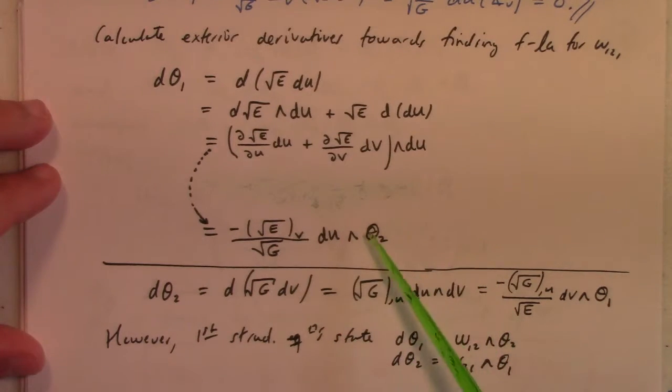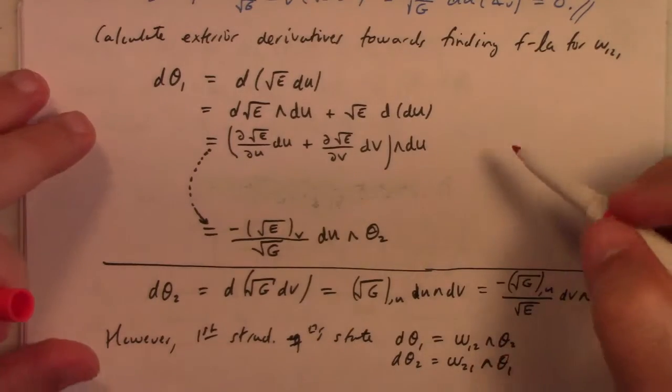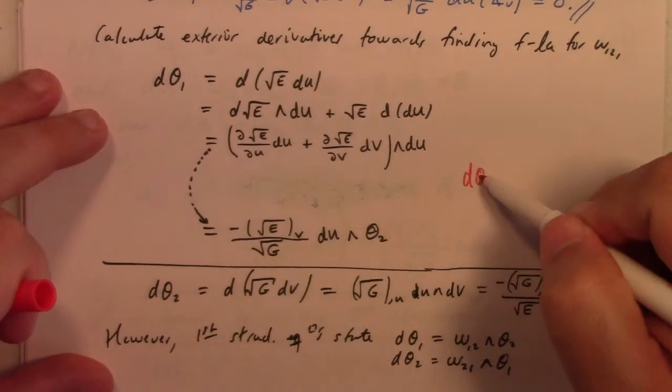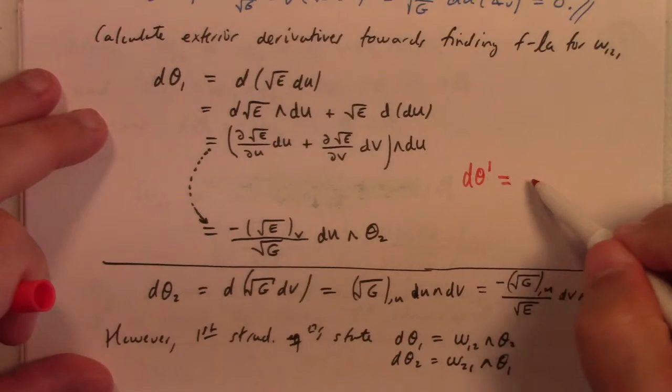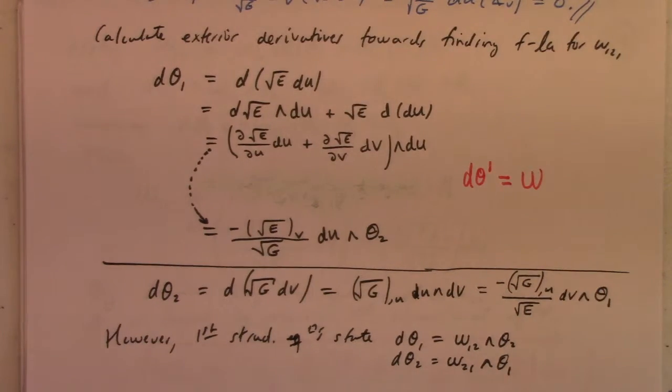What did I do? Oh, I changed this, I want a theta 2 instead of a. Why am I doing this? Because you've got to remember what we're looking at. Remember, d theta 1 is what? It's omega, oh goodness gracious.